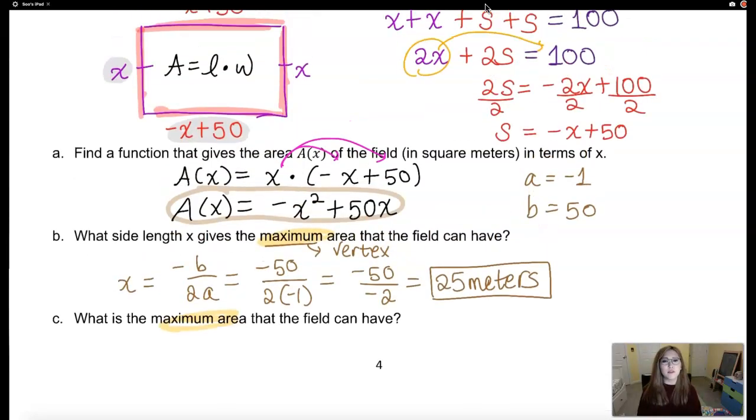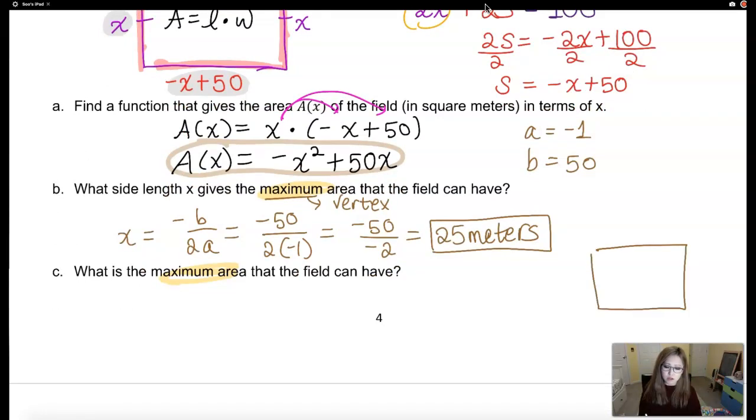So 25 meters. So what we know is this. If you have a rectangle, this side is 25, this side is 25. We don't know the other side, but we should be able to find it, right? We said the unknown side is negative x plus 50. So I can use that to find that unknown side. When x is 25, that becomes negative 25 plus 50. If you do that, negative 25 plus 50 is 25. Oh my goodness, look at that, guys.